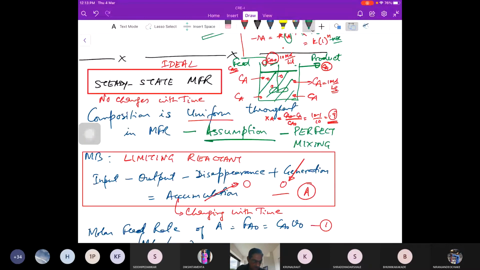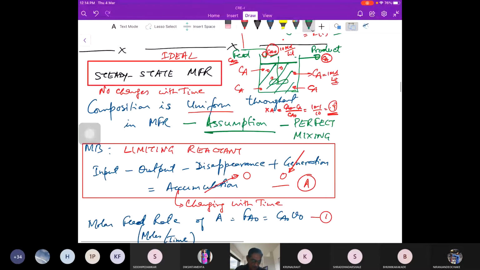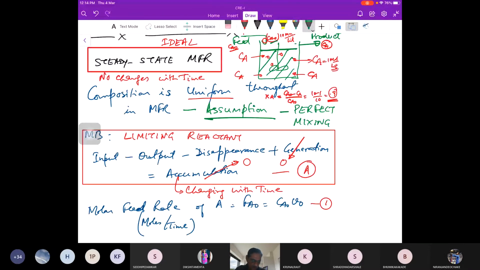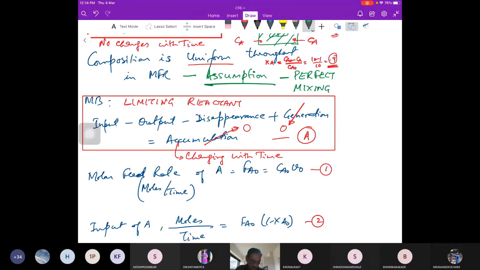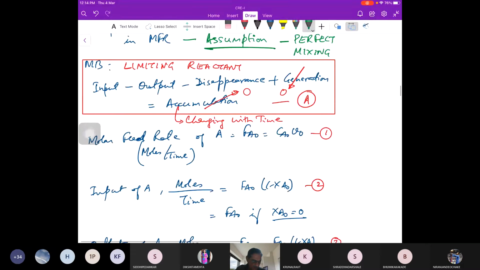So when you say steady state, there is no change with time. When we are assuming perfect mixing, concentration is the same throughout the reactor, which is Ca. So if you write the material balance for the limiting reactant: input minus output minus disappearance plus generation equals accumulation. Generation is 0 because we're talking about the limiting reactant, and accumulation is 0 because we're talking about steady state. Right?